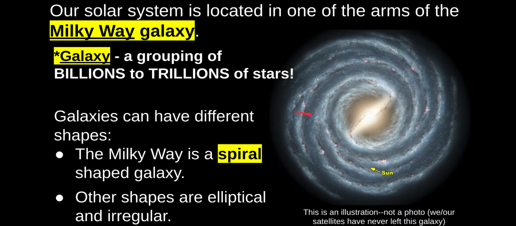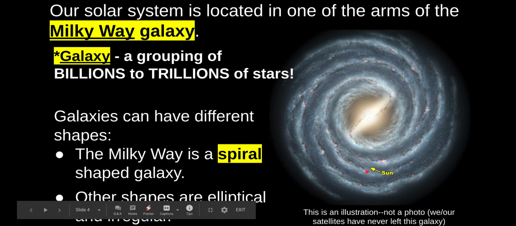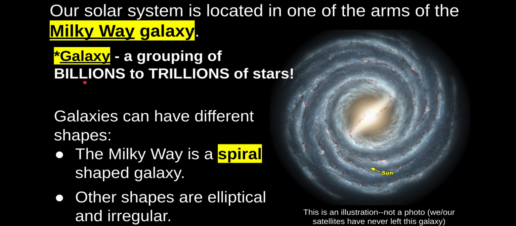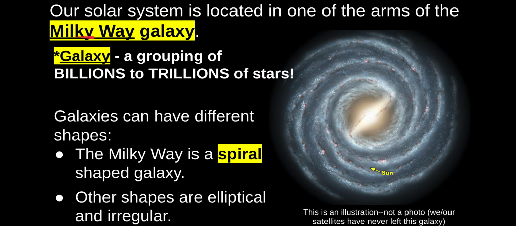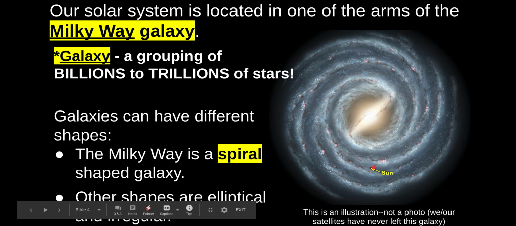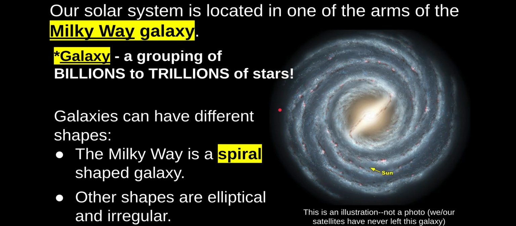And then our solar system and sun is located in a much bigger thing called a galaxy. So a galaxy is a grouping of billions to trillions of stars, right? This is a picture, or not a picture, this is a drawing of our Milky Way galaxy. That is the name of our galaxy. There are billions of other galaxies in the universe, but this is ours. And we are located somewhere out here on one of the arms. This is called a spiral-shaped galaxy, and you can kind of see why it looks like a spiral or a shell, or maybe water going down a drain.